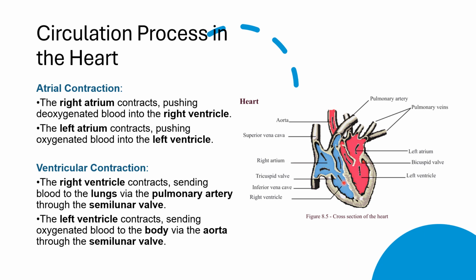And there's ventricular contraction, which happens in the ventricles. The right ventricle contracts and sends blood to the lungs via the pulmonary artery through the semilunar valve. The left ventricle contracts and sends oxygenated blood to the body via the aorta through the semilunar valve. So that's all about atrial contraction and ventricular contraction.